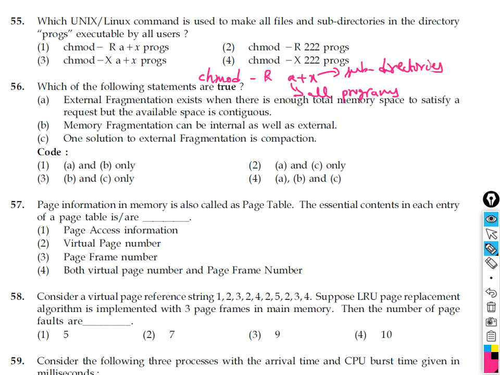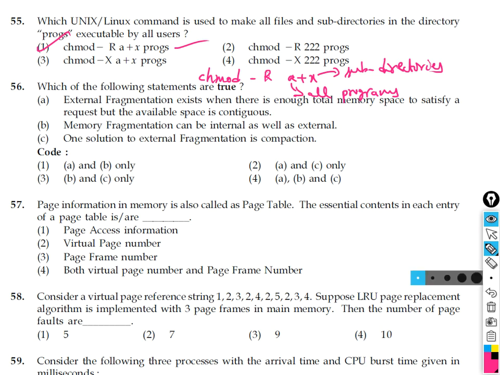So what is the answer? chmod, change mode, a plus x. A plus x means all programs. So it is going to represent the users as well as the groups as well as the owner to access executable. That is, all users are going to execute the programs without any problem by changing the mode to hyphen or a plus x programs. So this is the answer.